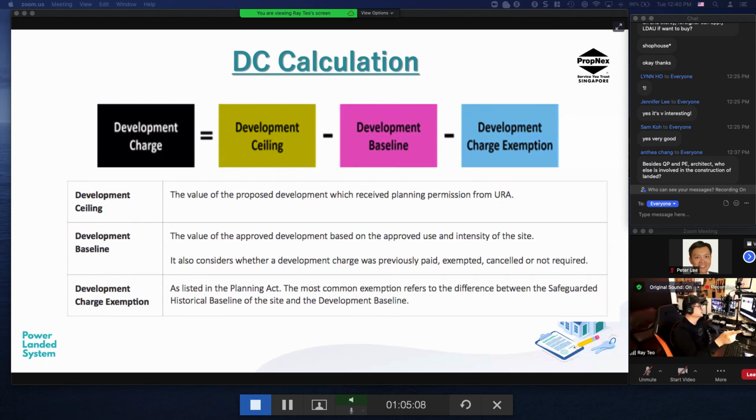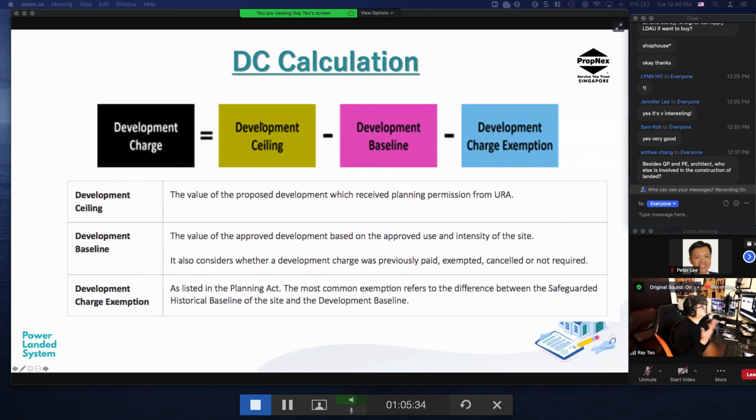So for the basic formula of DC, let me tell you, right now there's no way you can calculate it right to the cents, because there is a part where you need to purchase the figure from URA. So how does it work? Development charge equals development ceiling. What is development ceiling?